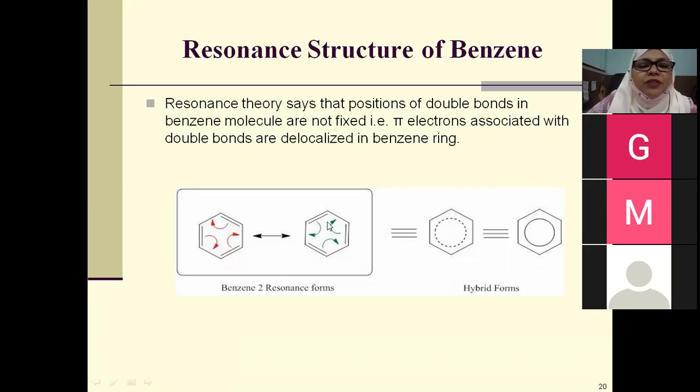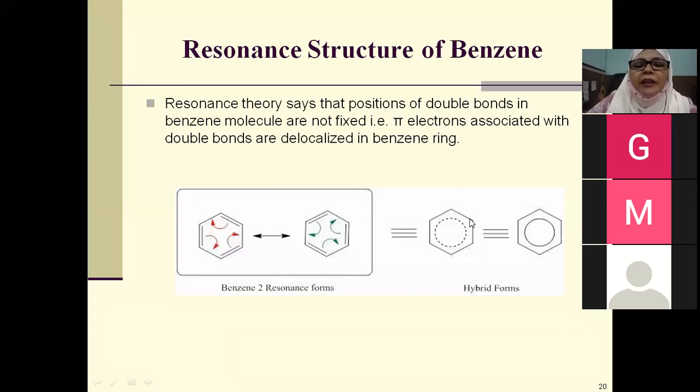So that has shifted. After that, again this same bond can shift to this place, this bond can shift to this place, this bond can shift to this place. So these are the two different structures, resonance forms, and this is the hybrid form.